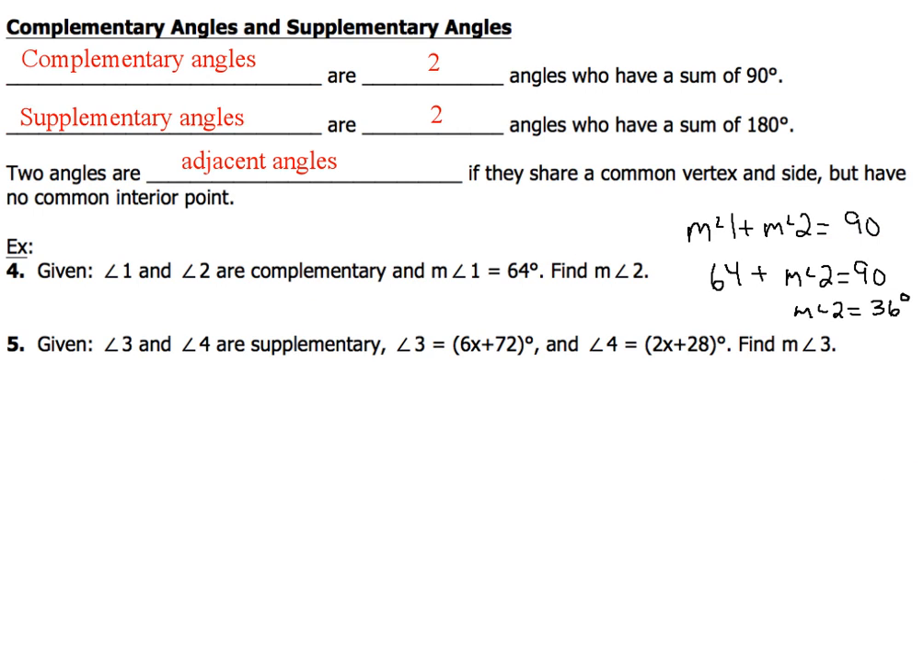Next, we're told that the measure of angle 1 equals 64 degrees, so we're just going to substitute. The measure of angle 1 is going to go out and 64 is going to go in its place. So then we'll have the line 64 plus measure of angle 2 equals 90. Then we'll use our subtraction property of equality to determine the value of the measure of angle 2 to be 36 degrees.